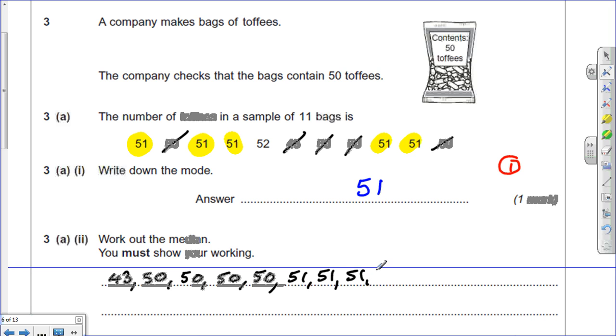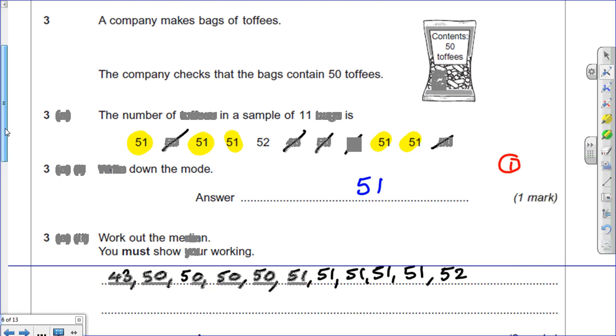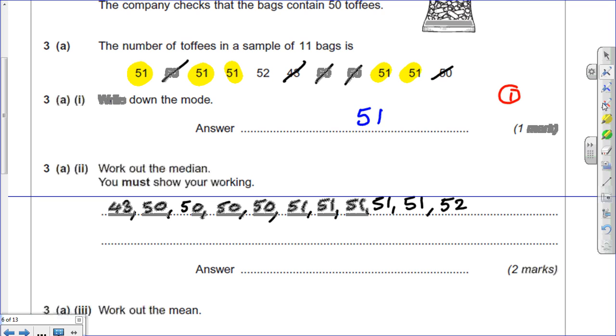Right. Now, we've got to work out the median. Simplest way is this. Cross off the smallest, the largest, the smallest, the largest, the smallest, the largest, the smallest, the largest, the smallest, the largest, and the one that's left is the median. Now, work out the mean. To work out the mean, we add them all up.